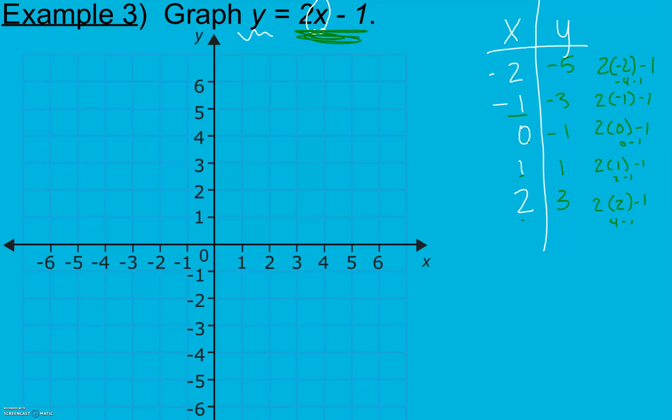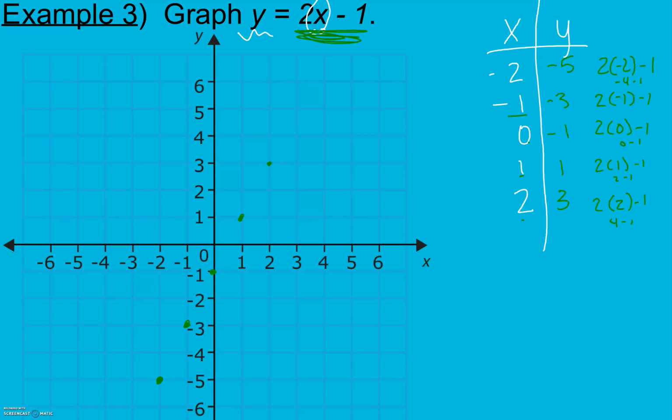So now that I have some ordered pairs here, I'm going to graph them. X is -2, y is -5. X is -1, y is -3. X is 0, y is -1. X is 1, y is 1. X is 2, y is 3.